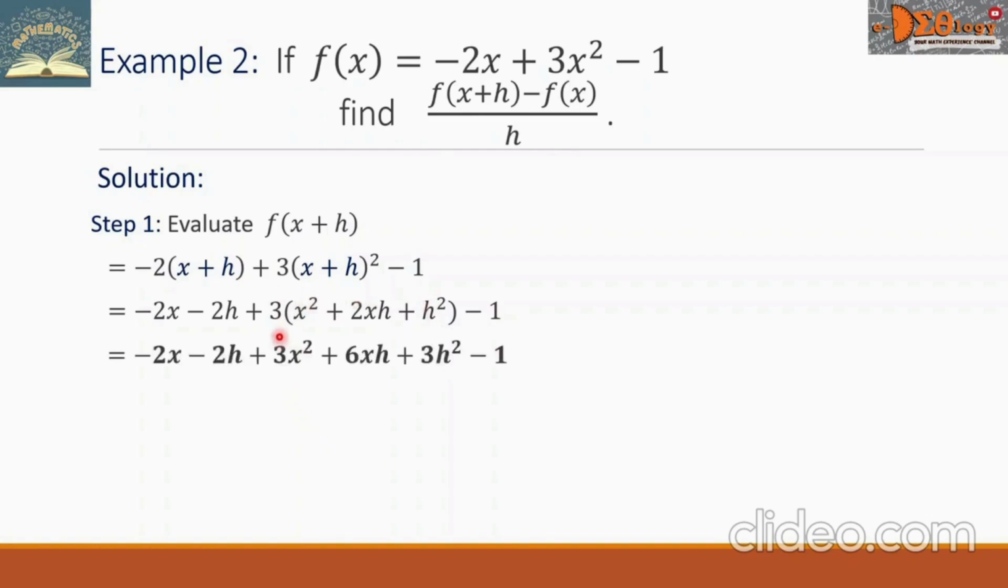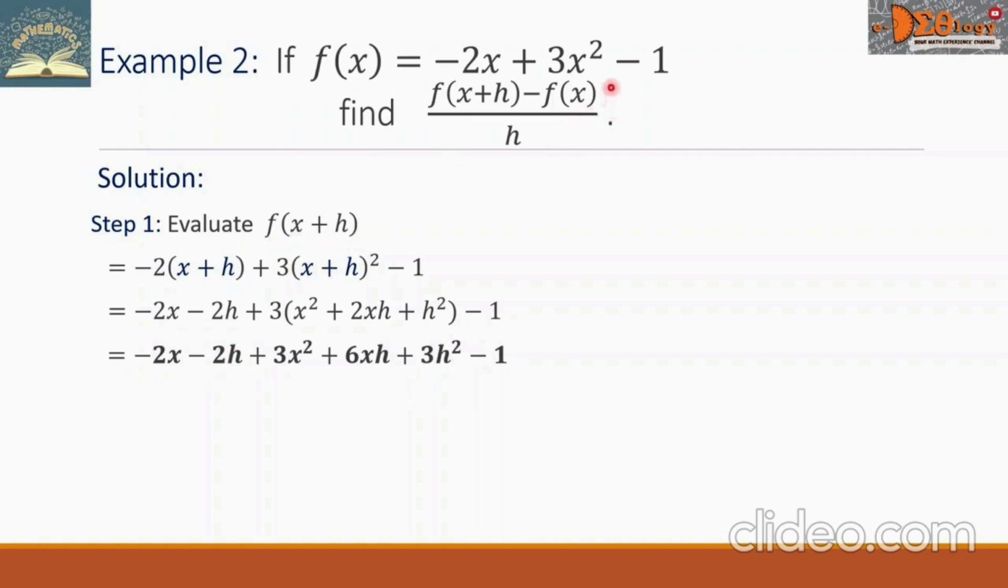So we have 3 times x squared is here. 3 times 2xh becomes 6xh. Then 3 times h squared is 3h squared. We copied the negative 1, also the negative 2x, and negative 2h. This is now the value for the f of x plus h.